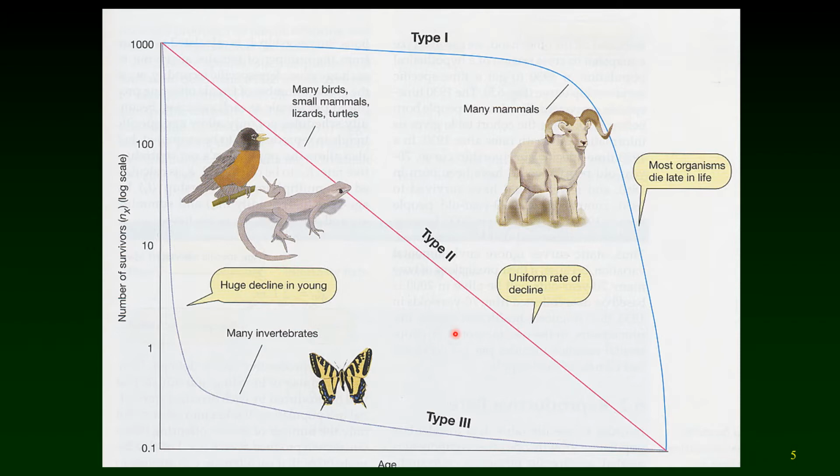So different organisms have different types of survivorship curves. One thing for you to consider when you're graphing your survivorship curve is to log the x-axis.